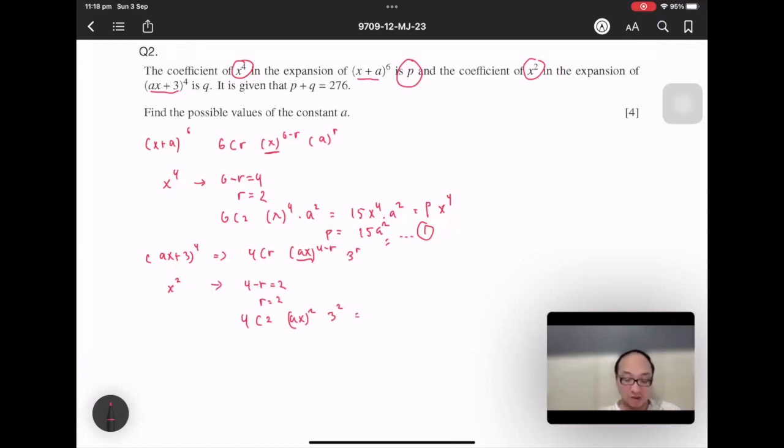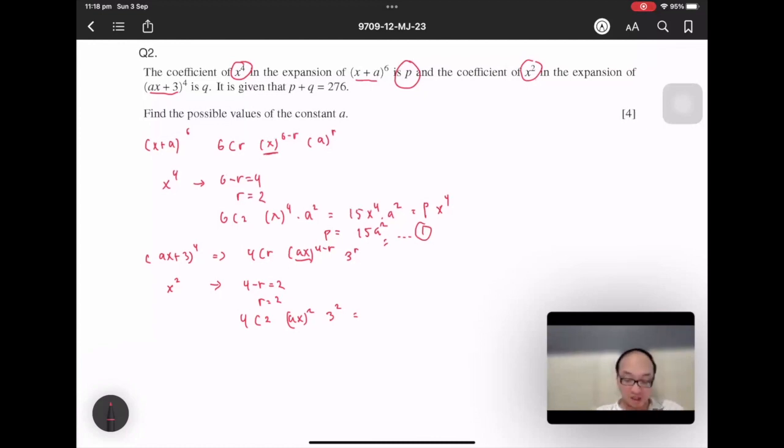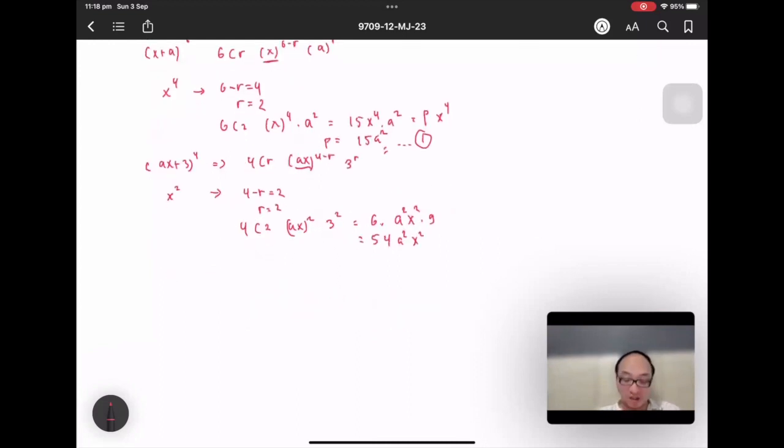So equals 4C2 which is 6, times a squared x squared times 9. So equals 54 a squared x squared. And the coefficient is q. So this equals q x squared. So q equals 54 a squared. This is the second equation.